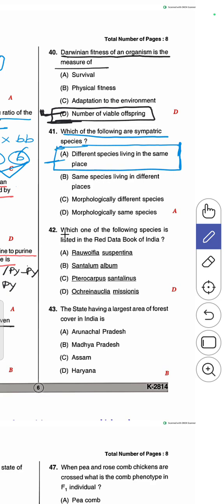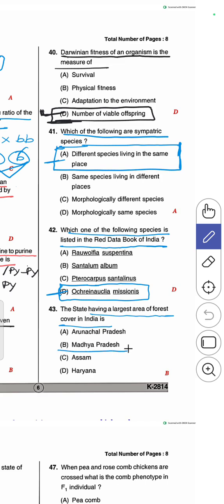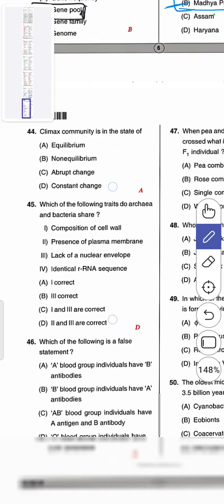Then 42, which one of the following species is listed in the Red Data Book of India? That is this one, D. So D is the right answer. Then 43, the state having the largest area of forest cover in India is MP, Madhya Pradesh. So this is the right answer for this question. Then read out the 44th question.